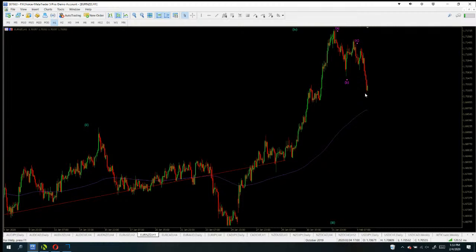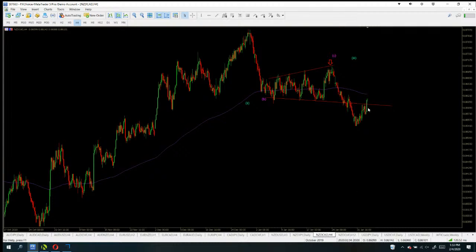So my gut instinct is that longer term, the Kiwi probably will continue down. But we could see some short-term strengthening based on what this looks like. However, if the numbers come out really strong, then that could send the Kiwi really, really flying.